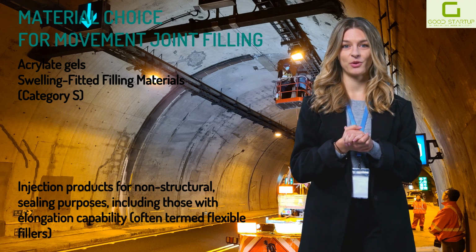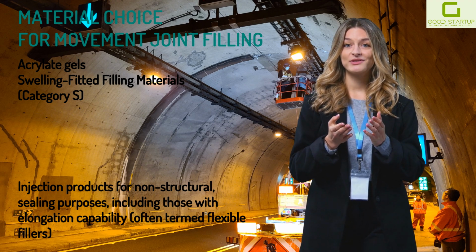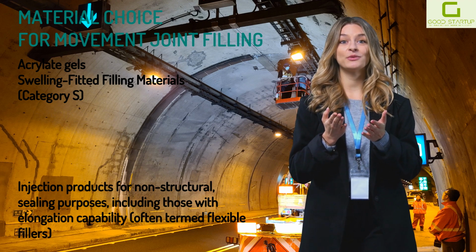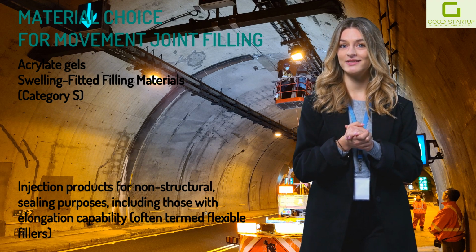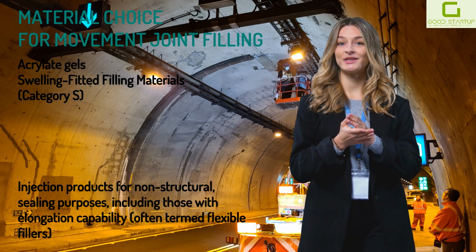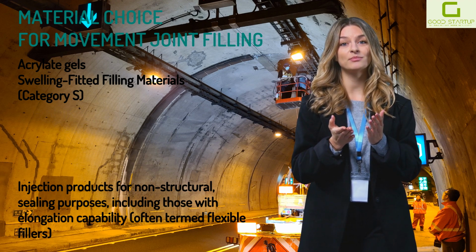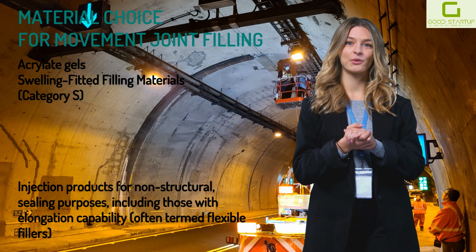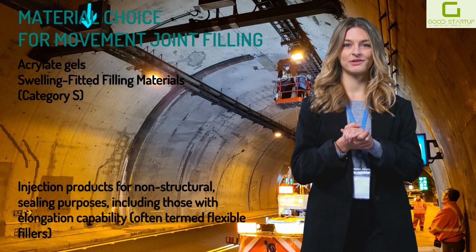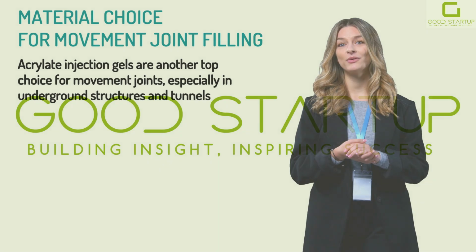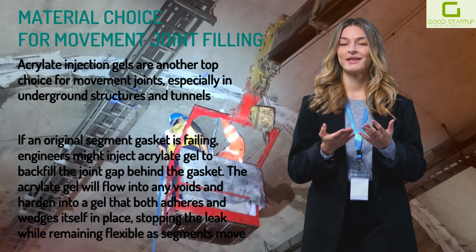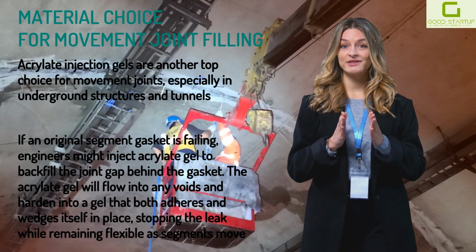EN 1504 Part 5 classifies certain injection products for non-structural, sealing purposes, including those with elongation capability, often termed flexible fillers. According to industry guidance, elastic acrylate gels are particularly suitable for joints that experience movement. These materials cure into a rubbery, gel-like state that can compress or elongate slightly as the joint moves, thus maintaining the seal. Acrylate gels. Acrylate injection gels are another top choice for movement joints, especially in underground structures and tunnels.